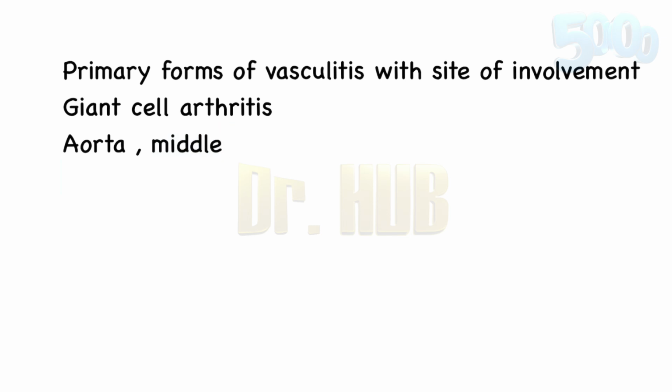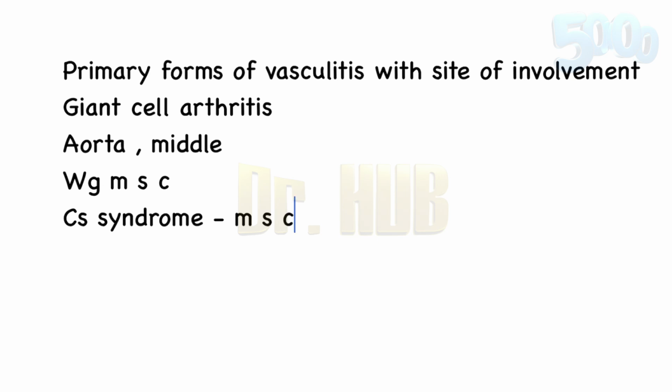Next is the granulomatosis with polyangiitis, or we can call it Wegener's granulomatosis. This is positive for the medium-sized, small-sized, as well as the capillaries. Next is the Churg-Strauss syndrome. Churg-Strauss syndrome will be positive for the medium-sized, the small-sized, as well as the capillaries. It may or may not be present.